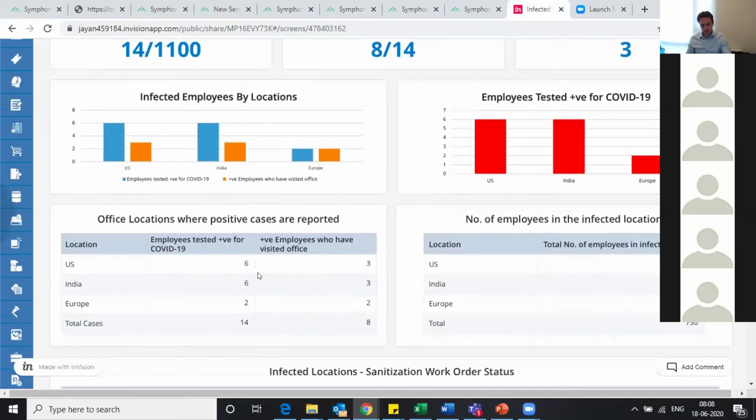The other thing we would want to understand is, okay, out of these locations, these many have tested positive. How many employees are present in that location? So you can also see a quick count of the employees who are in this infected region. So you can quickly send out a broadcast mail saying that this office will be sanitized from so and so time, and then you'll probably be quarantined, or would be working from home during this time.